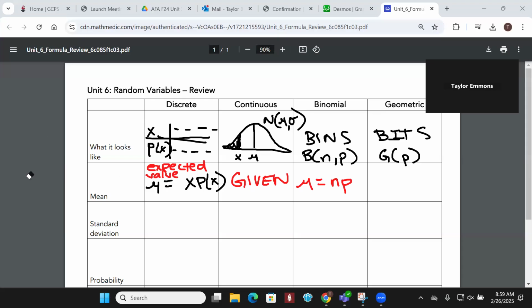So this is a sigma, the summation of X times P of X. Okay. And then for geometric, we have 1 over P.